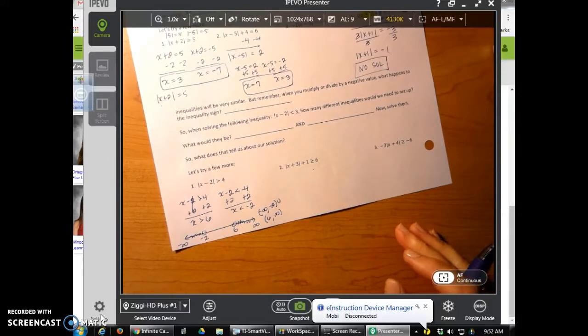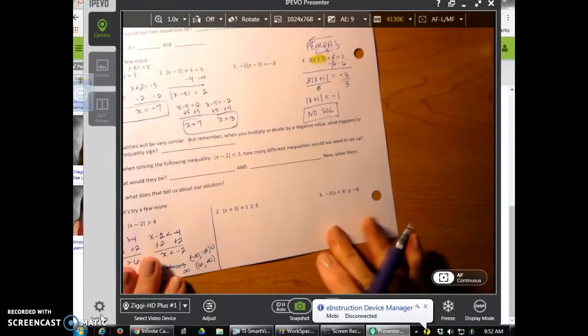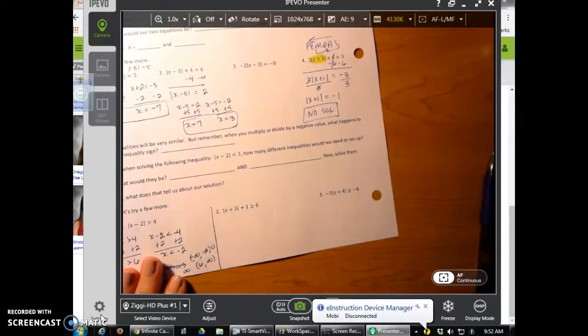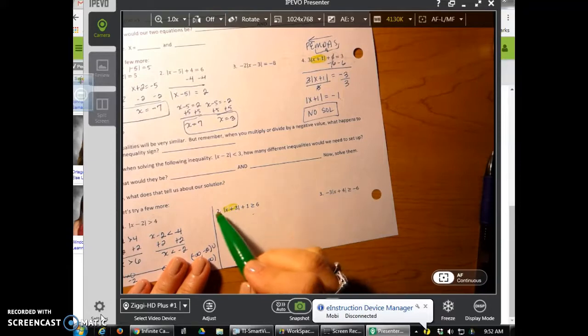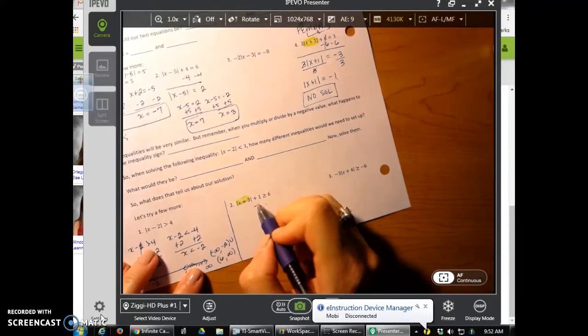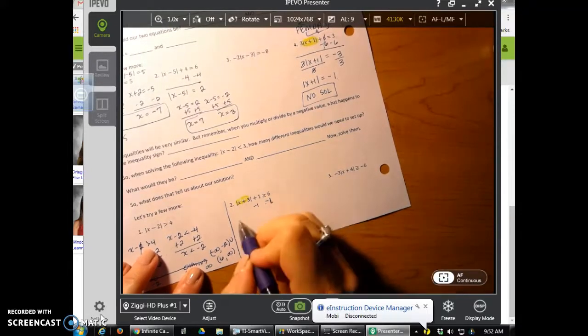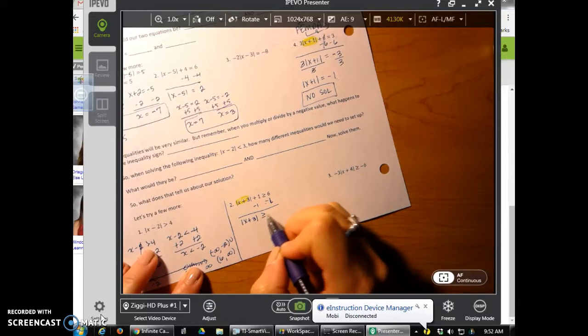Okay, now let's do one that gets a little bit harder. So again, I must isolate my absolute value. So there's no multiplication out front, so the first thing I'm going to do is just subtract that 1. Don't even have to really think about it too much. So subtract 1. Here I get x plus 3 is greater than or equal to 5.